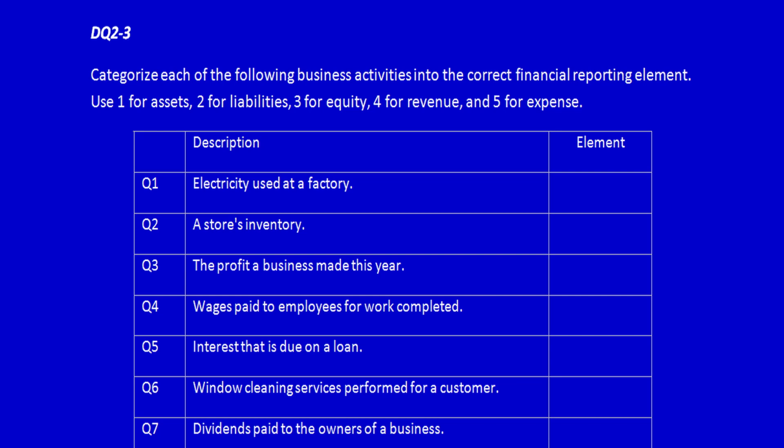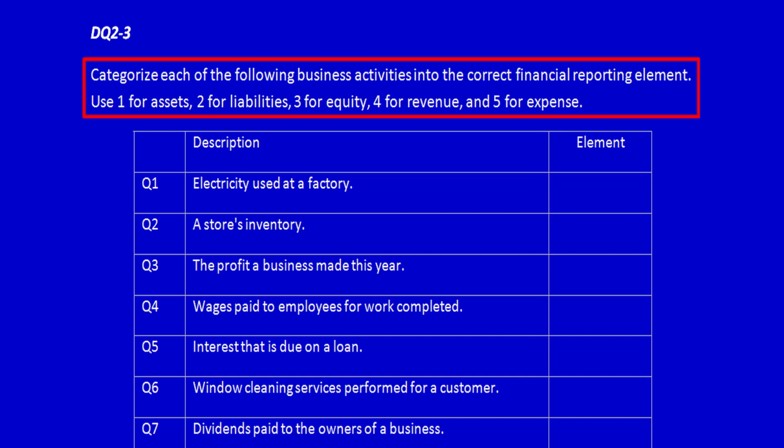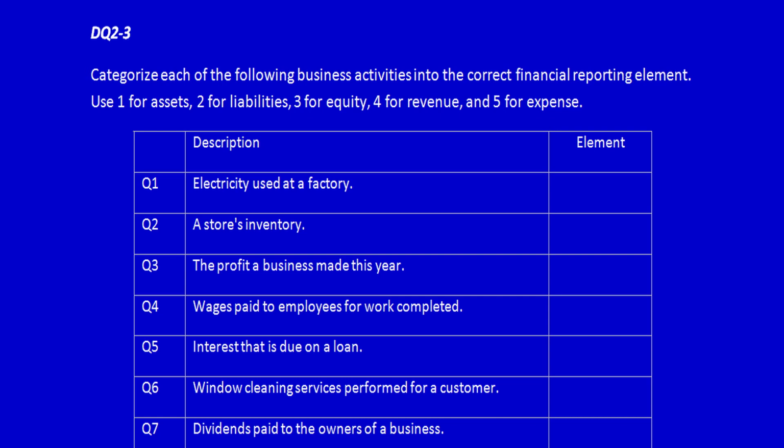In demonstration question 2-3, we're looking at the financial reporting elements: assets, liabilities, equity, revenue, and expenses. What we're trying to do is categorize each of the following business activities into the correct financial reporting element. The issue is that some of these items are a statement and they'll only impact one element, but other business activities are a transaction and they will impact two elements.